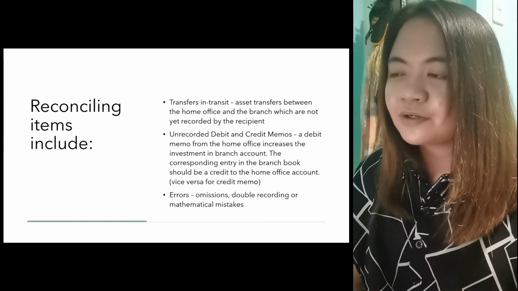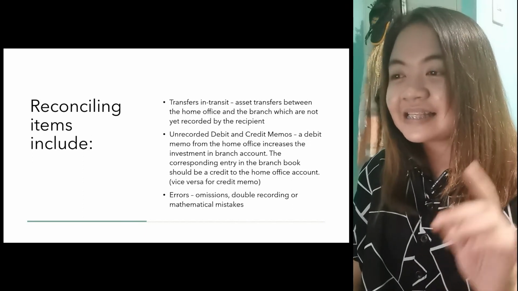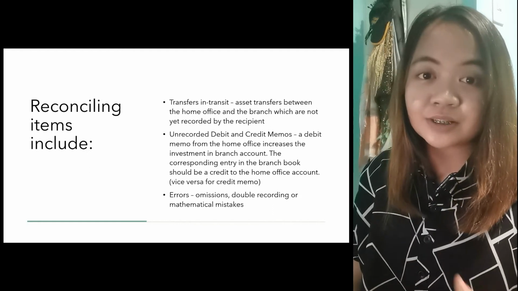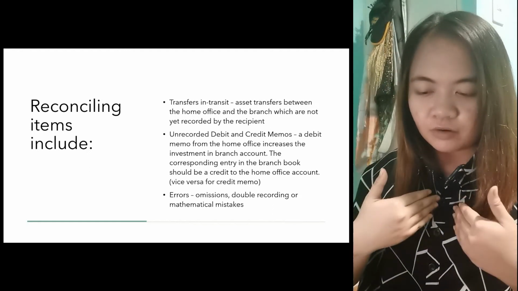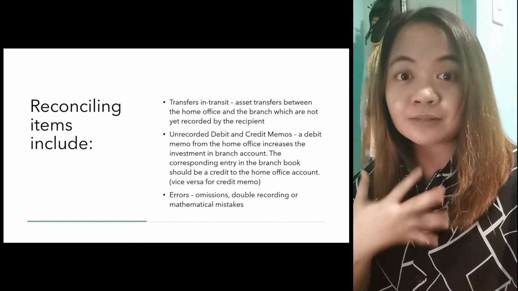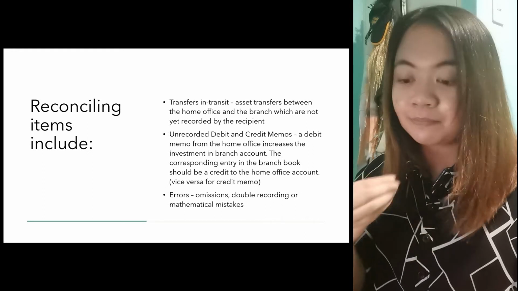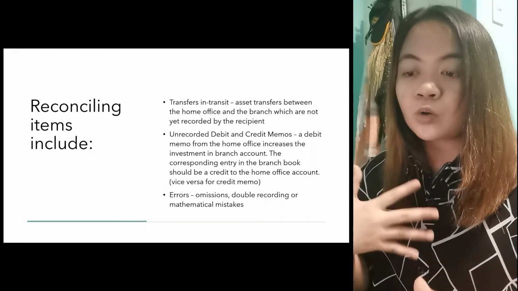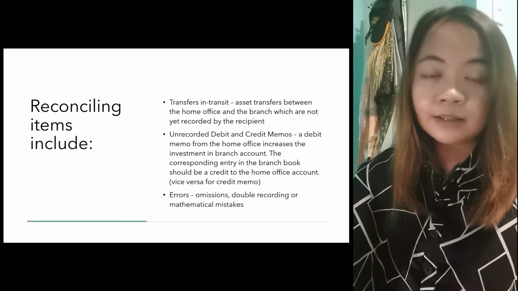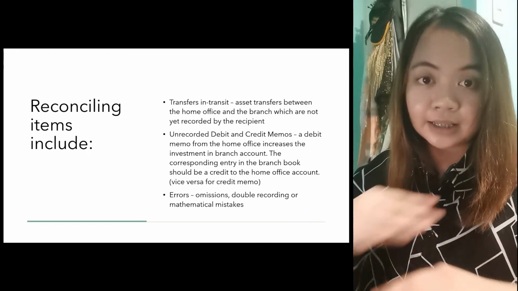So we have transfers in transit: asset transfers between the home office and the branch which are not yet recorded by the recipient. Kung siya'y papunta kay home office, malamang na-record na siya ni branch, kasi papunta pa lang kay home office. So, transfers in transit yon, hindi pa nire-record ni home office. Kung siya ay home office to branch, malamang ni-record na ni home office, hindi pa nare-receive ni branch, so hindi pa niya nire-record. So, reconciling items yon.